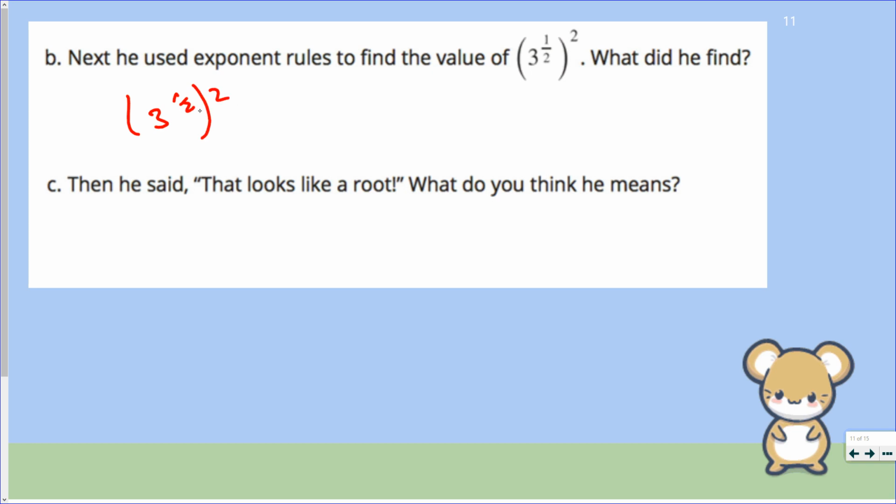So 3 to the 1 half power is squared. Well, what happens? Power of a power property. So we get 1 half times 2. That's 1. This is equal to 3. Hey, so now what we're saying here is that some number squared is equal to 3. Well, what's multiplied by itself to get 3? Root 3 times root 3 must be equal to 3. Fascinating.